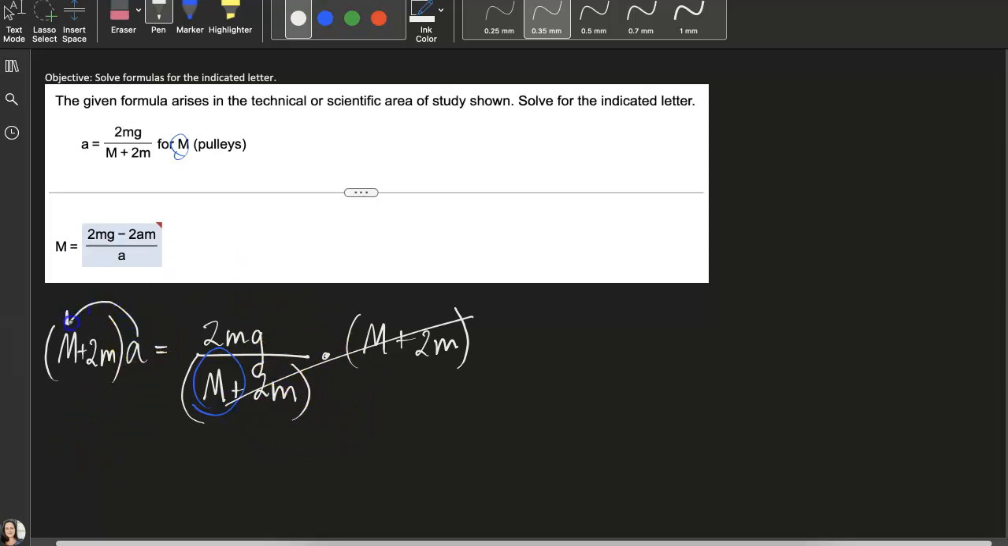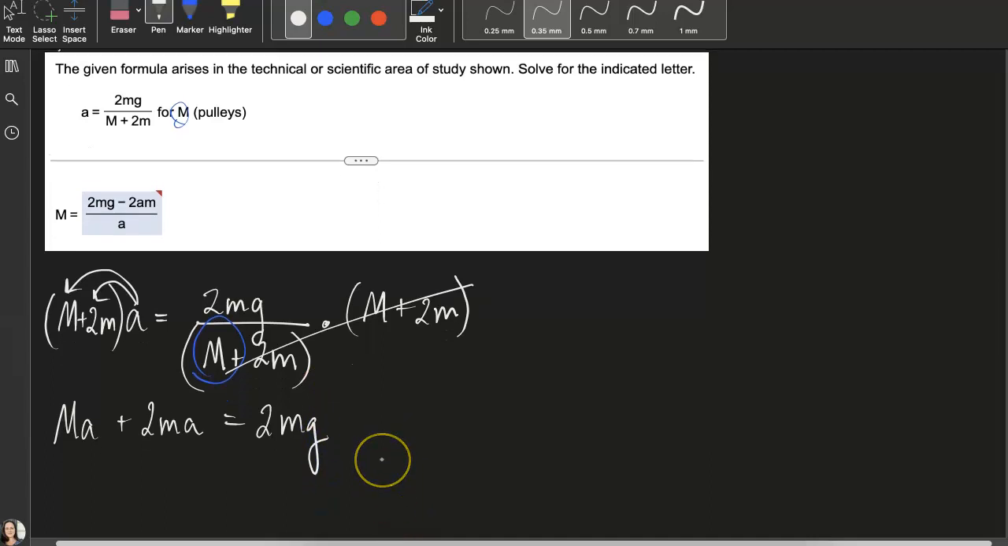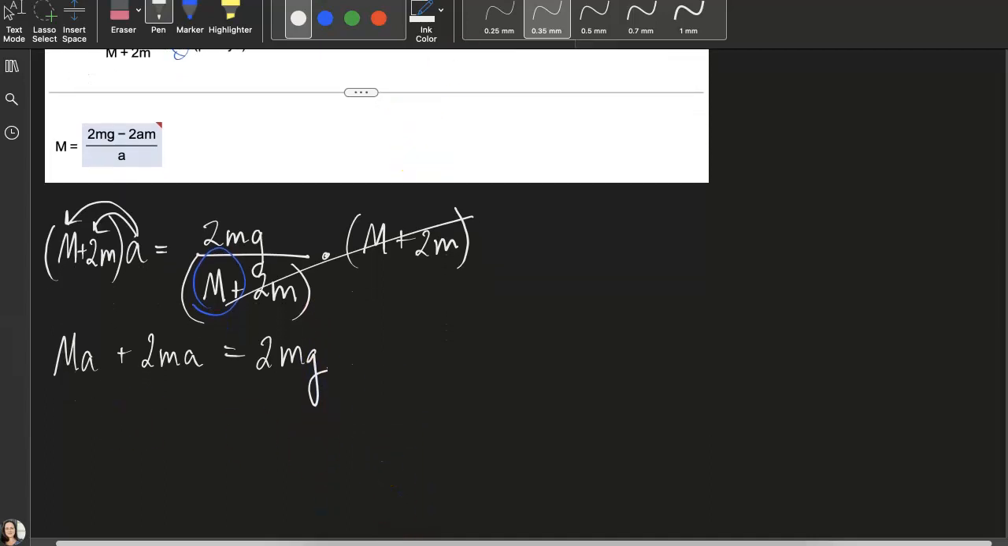The A in this case, we can distribute it. That's an option, so let's go ahead and do that. I'll have capital M-A plus 2 lowercase m-a equals, and what I'm left with on the other side is 2mg. Now remember, I'm still solving for capital M. So we always have to keep in mind what our focus is.